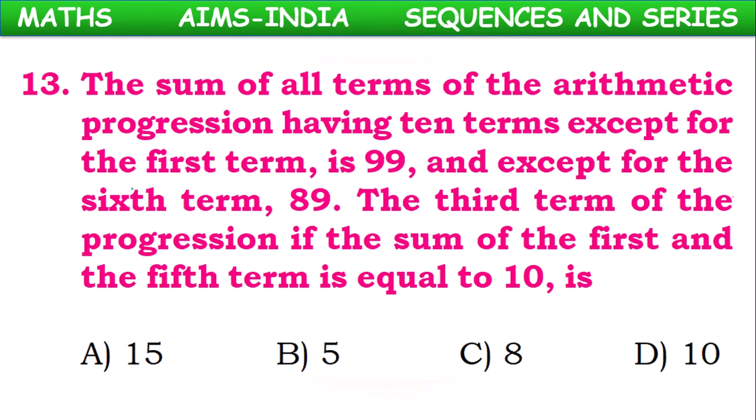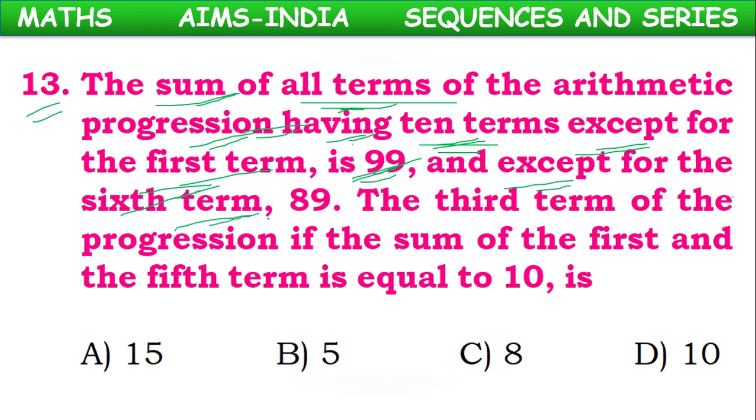Next, 13th one. The sum of all terms of the arithmetic progression having 10 terms except for the first term is 99, and except for the sixth term is 89, and the third term of the progression, if the sum of first and fifth term is equal to 10, is how much?